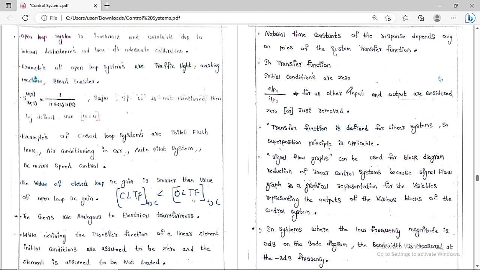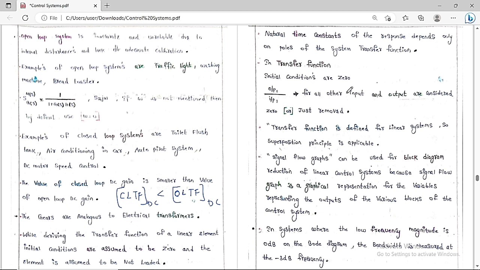So we can say as a transfer function is defined only for linear systems, therefore the superposition principle is also applicable. This one you always have to keep in mind. As the transfer function is defined only for linear systems, the superposition principle is also applicable for transfer functions. So what I am trying to say, in very simple words.